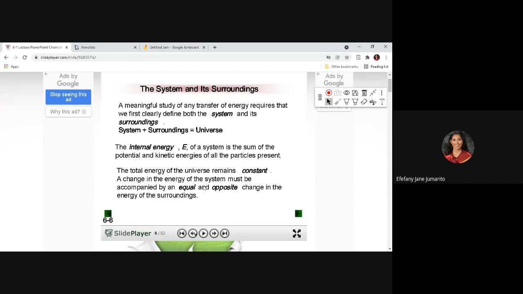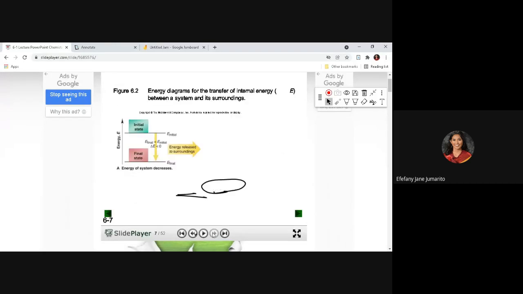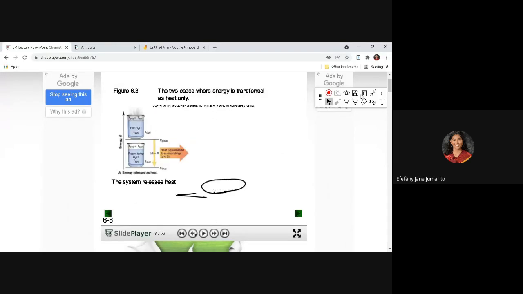A change in internal energy of the system must be accompanied by an equal and opposite change, because the amount of energy you release must be the same amount of energy absorbed. So equal and opposite, and if we have an opposite, then it will become zero.